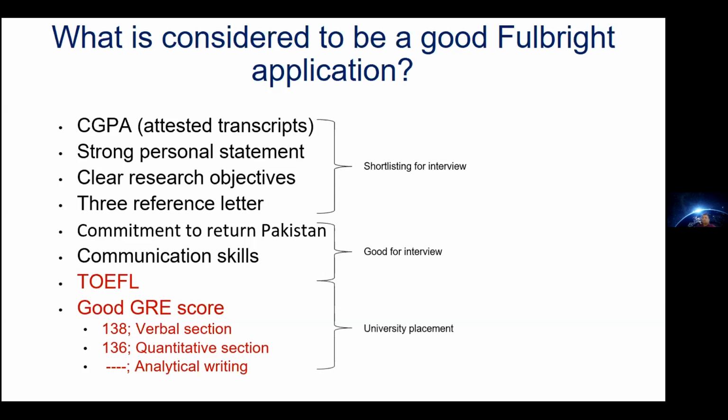But these two aspects, TOEFL and a good GRE score, are not required at the time of interview or for shortlisting, but this is important at the time of the university placement. Once you are selected, IIE in the US would take all of your application packet and they will send it to 5 different universities which you selected. Those are your preferences.